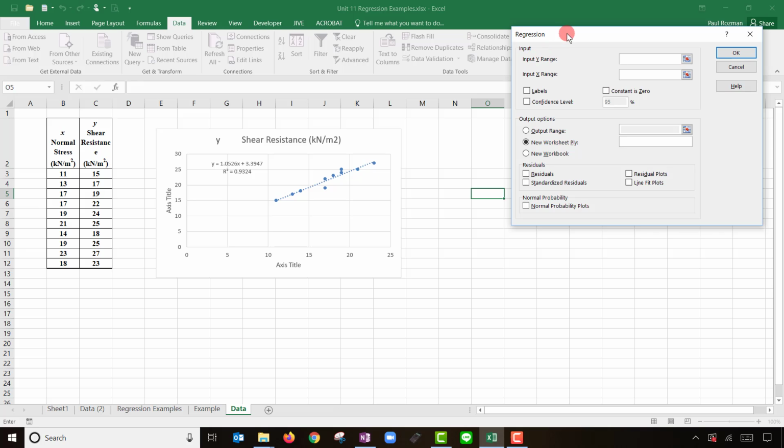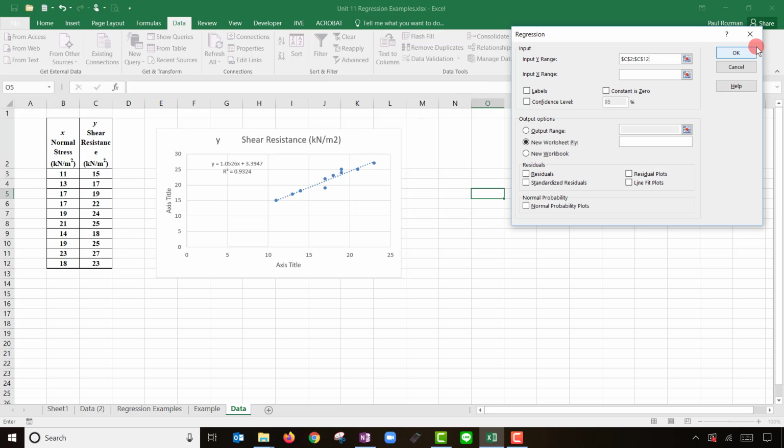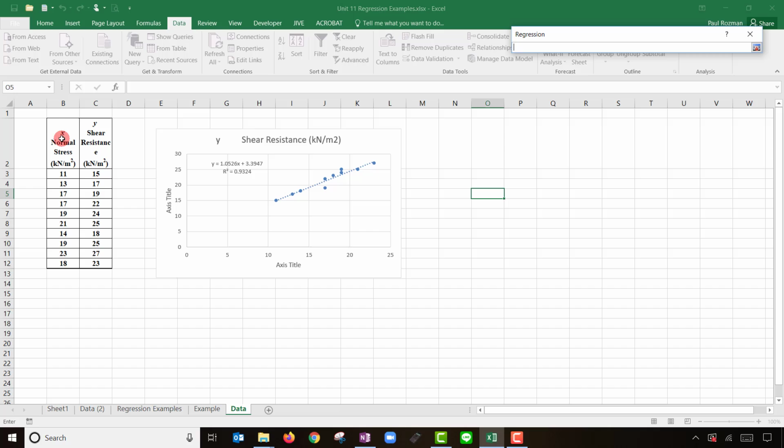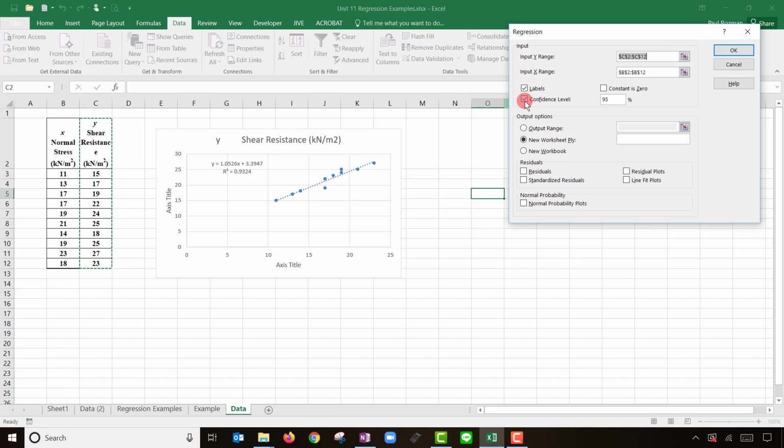Be careful when you use this regression tool. It asks for 2 inputs, and it asks for the Y value first. So make sure you go and highlight your Y's. And then the next one is going to highlight your X's. And then I did include the labels when I highlighted my data. If I wanted to create 99% confidence intervals, this would be my chance to make it 99% there.